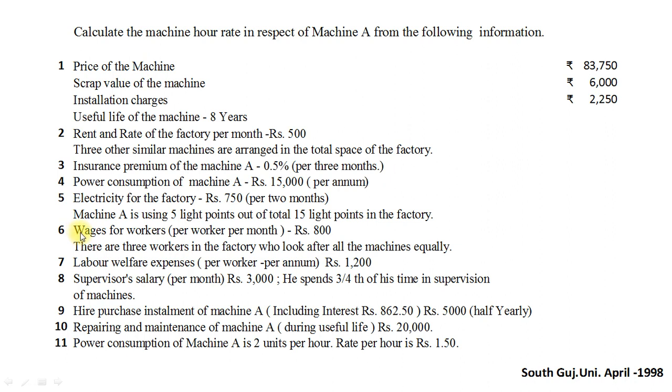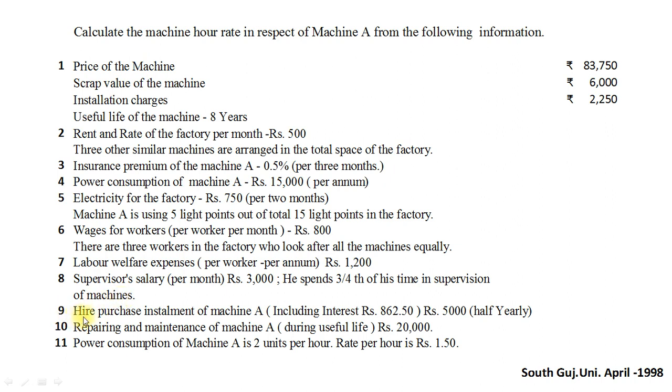Number 6. Wages for workers per worker per month rupees 800. There are 3 workers in the factory who look after all the machines equally. Number 7. Labor welfare expenses per worker per annum rupees 1200. Number 8. Supervisor salary per month rupees 3000. He spends 3/4 of his time in supervision of machines.